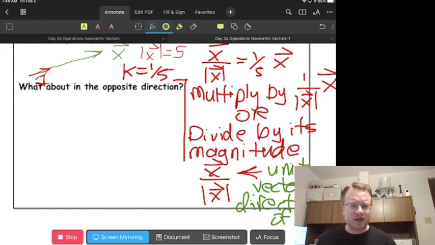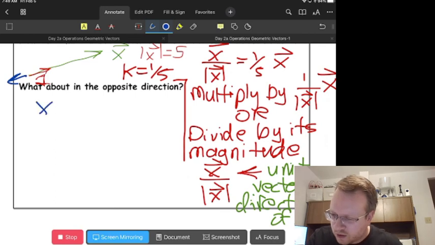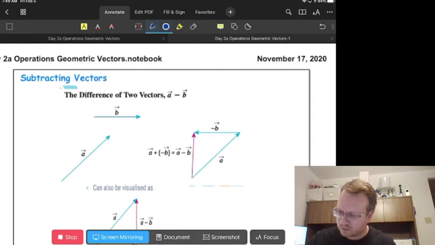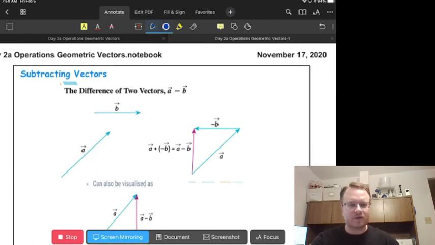And what about in the opposite direction? What if we want a unit vector, length of 1, but in the opposite direction? Remember, if our k value is negative, then the direction flips. So we want the same thing, but opposite. In other words, original vector x, we divide by negative the magnitude of x, and that'll give us a vector with the opposite direction and a length of 1, so a unit vector. In our next section, we'll talk about subtracting vectors.